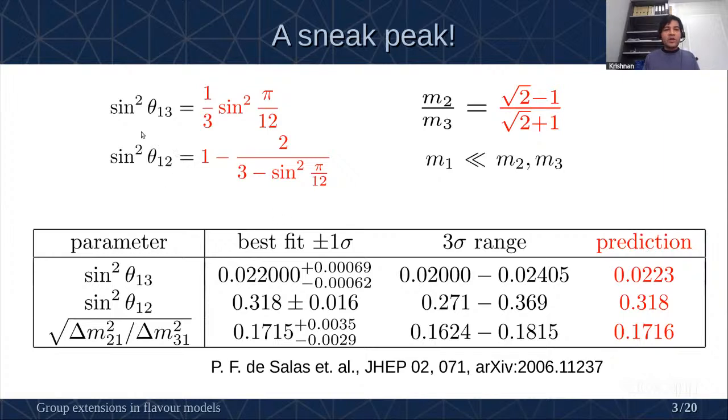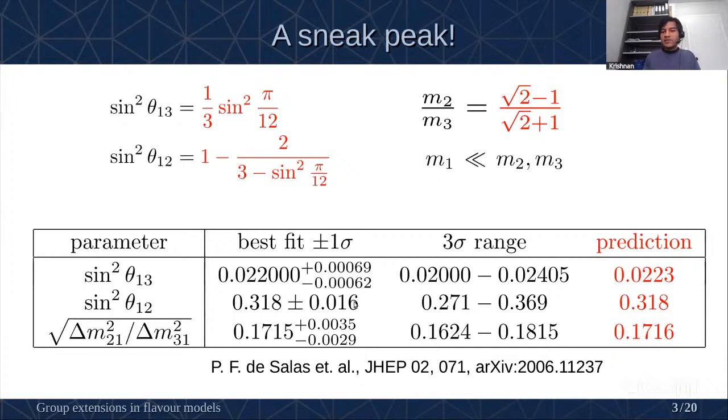And the other one, the solar mixing angle, the measured value within 1 sigma error is 0.318 plus or minus 0.016. And if you compute this number, it turns out to be 0.318. So again, it's a very nice prediction.